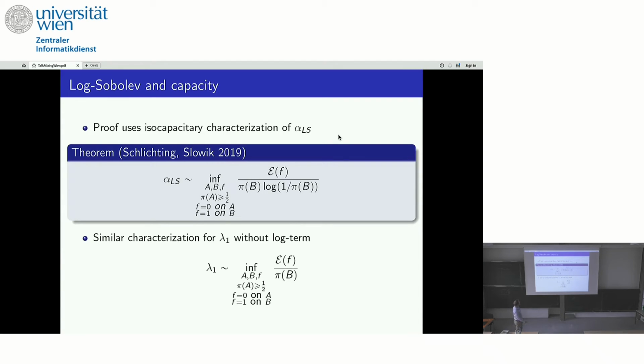Yeah. Then once you have this, you can apply this to the setting above and get like very bad constants, because this isoperimetric characterization comes with bad constants, but still you have universal constants.